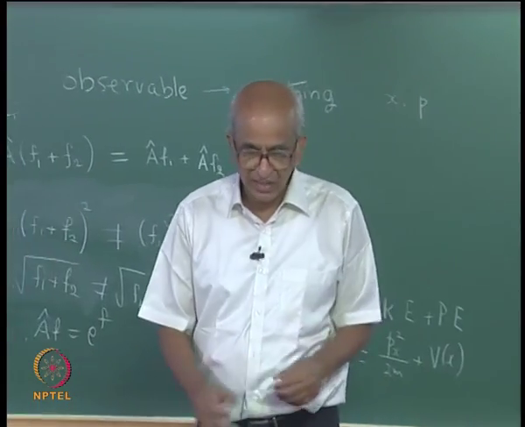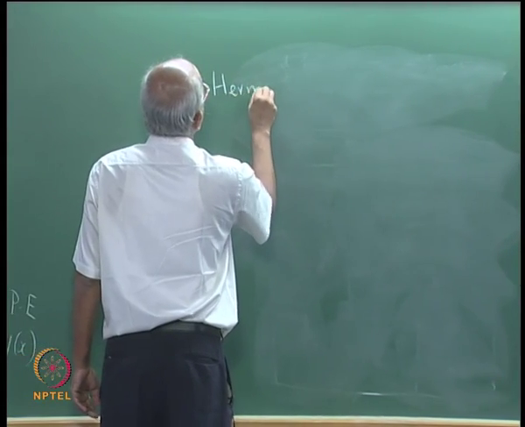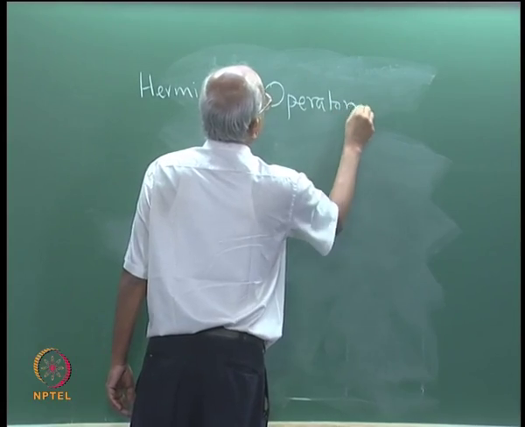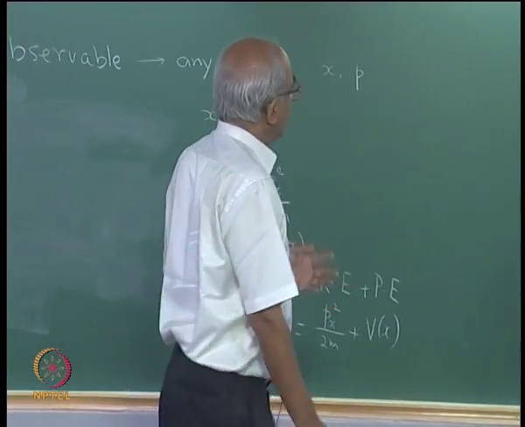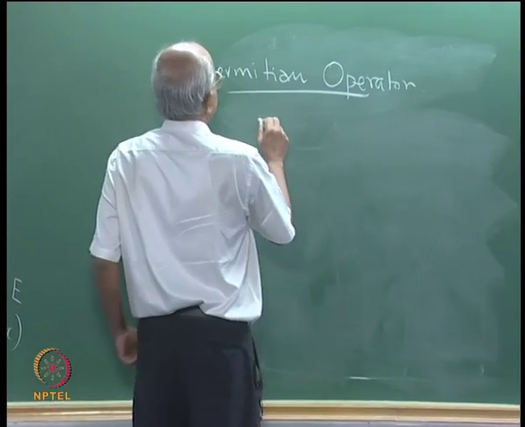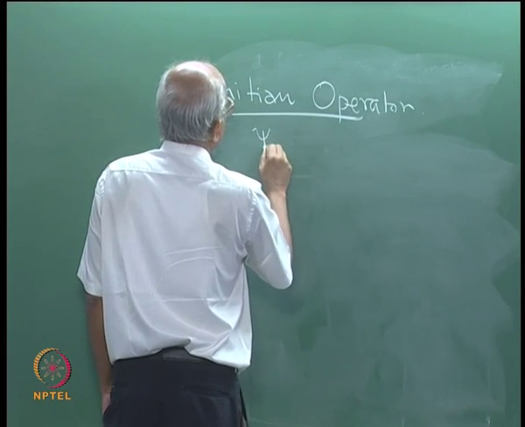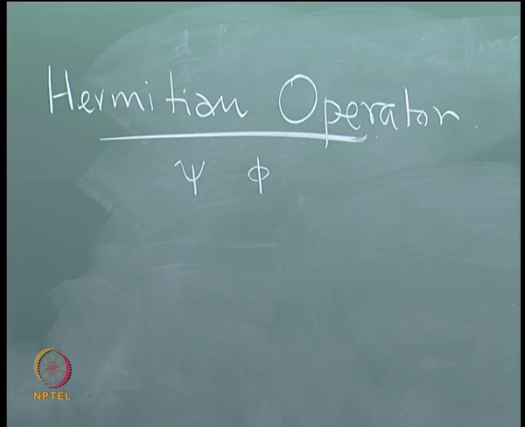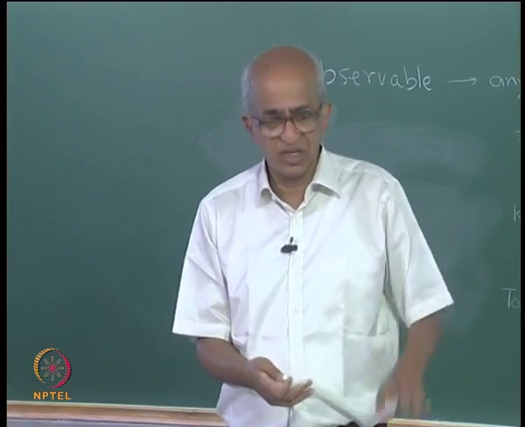Now, we have another word sitting here in this postulate, which says Hermitian operator. So, what do I mean by Hermitian operator? Okay, let me imagine that I have two acceptable state functions. Let me denote them by the symbols psi and phi. This of course means that they can be normalized. So, they are square integrable functions, they are continuous, they are single valued.